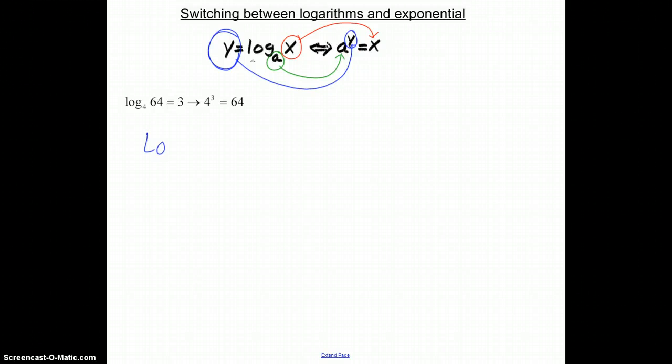You can see this example right here: log base 4 of 64 equals 3 because 4 to the third is 64. If I did log base 2 of 16, the answer to this logarithm is an exponent. 2 to what power equals 16? Well, 2 to the fourth is 16, so the answer to this logarithm would be 4.